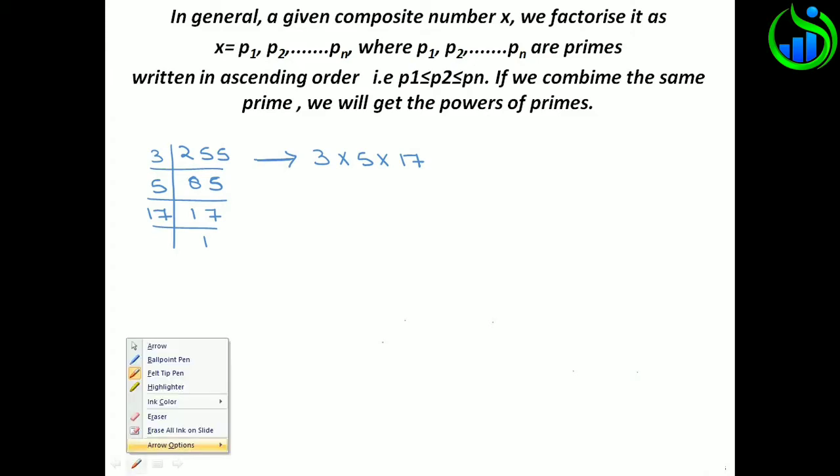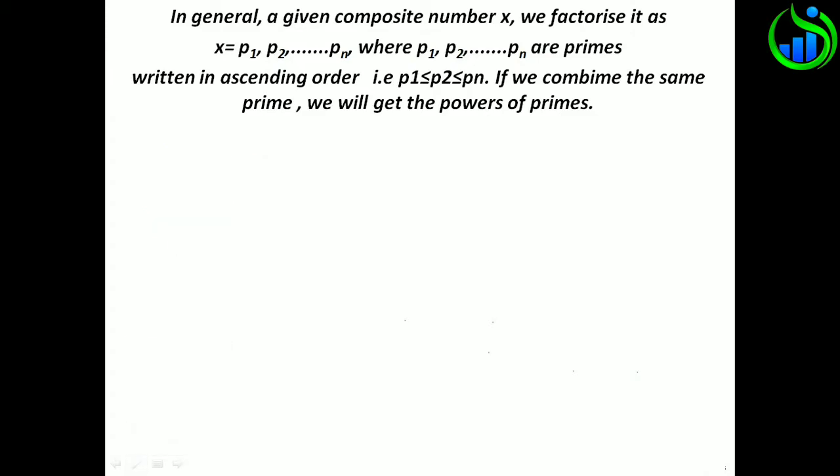Next, if we combine the same prime numbers, we will get the power of primes. When we combine the same prime numbers in the factors, we get the powers of the primes. For example, take the number 32760 and factorize it.